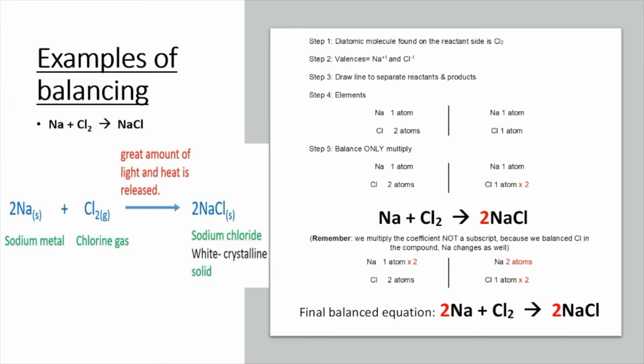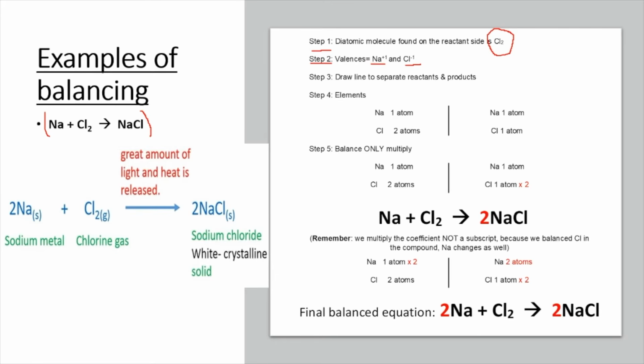In this example, we are using sodium chloride. We are going to be using the chemical formula of sodium chloride, which is Na plus Cl2, which gives us NaCl. So, step 1 is to identify what the diatomic molecule is. The diatomic molecule on the reactant side is chlorine, which is Cl2. Step 2 is to identify the valency numbers on the product side. The valency of sodium is +1 and the valency of chlorine is -1.